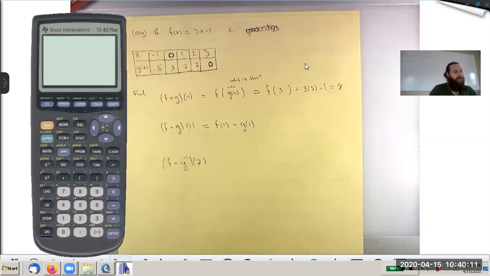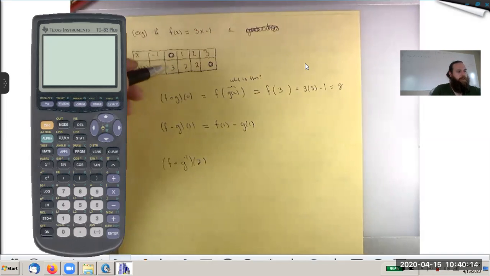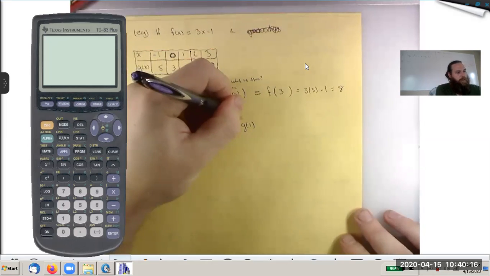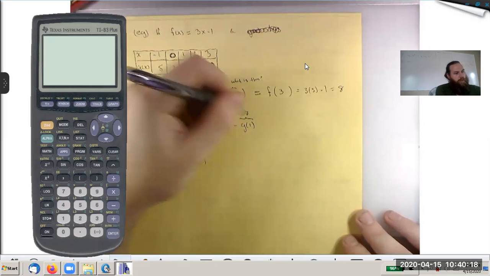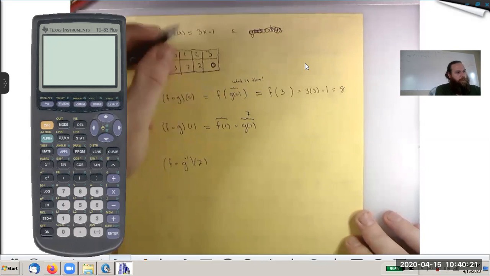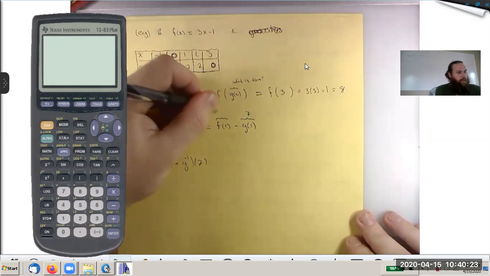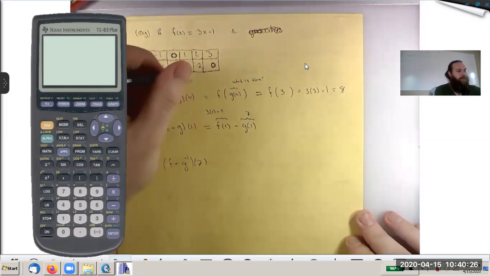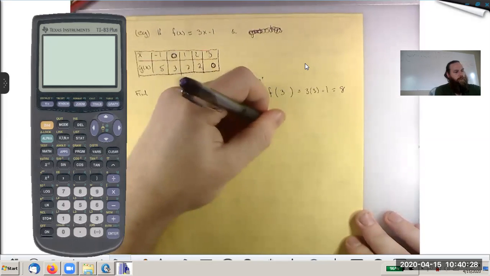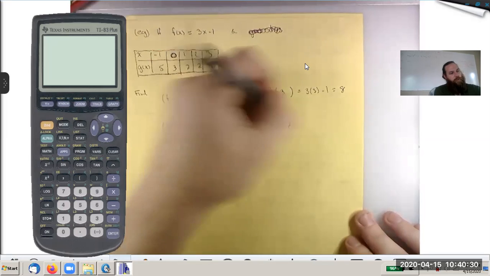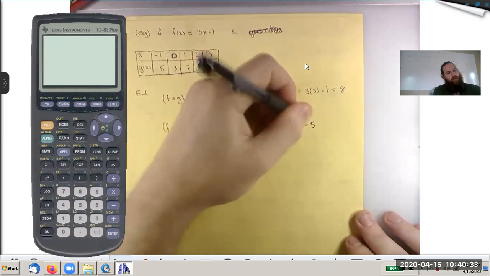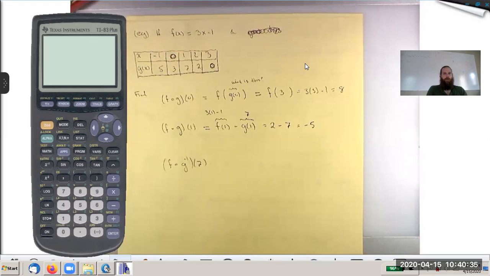So now I figure out what is f of 1 and what is g of 1. g of 1 I can get from the table is 7. f of 1 I can get from the formula for f of x. It's 3 times 1 minus 1, which is 3 minus 1, is 2. So this is 2 minus 7, or negative 5. Questions about this?